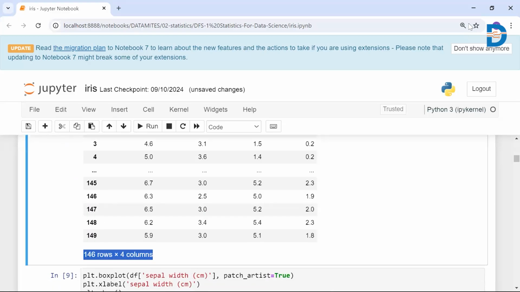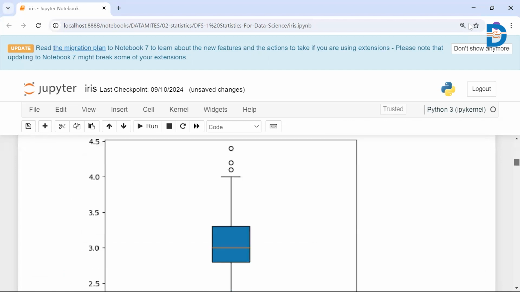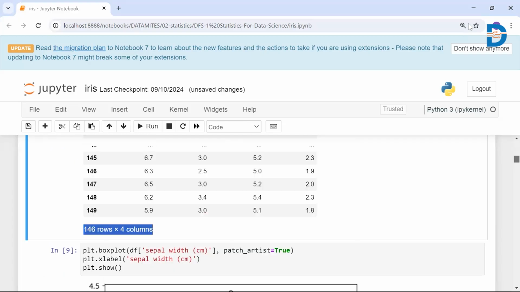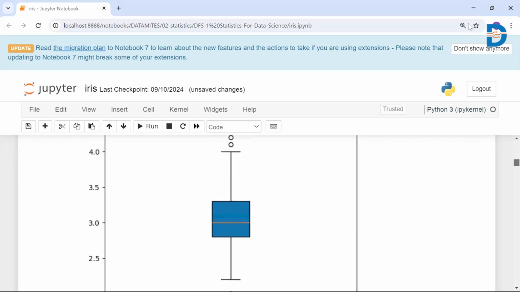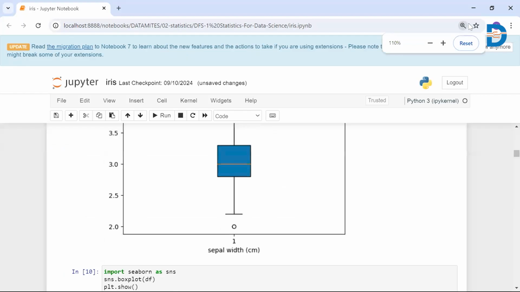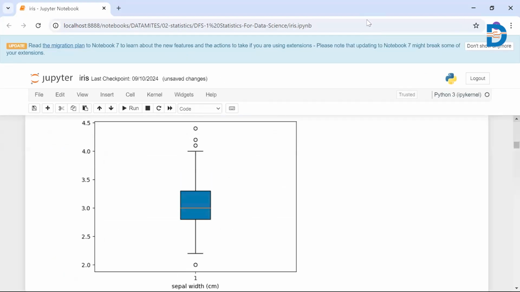So this IQR method will be made use of in the case of a box plot. So in the box plot, we are going to analyze sepal width. Since there are 4 outliers in the case of sepal width, as you have seen earlier, those 4 outliers will be shown in the box plot. That round part is nothing but those outliers. So this is a visual way where we can deal with outliers.